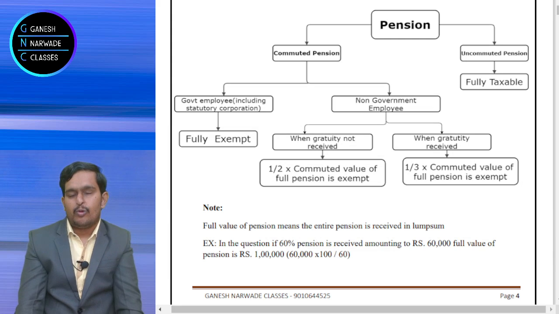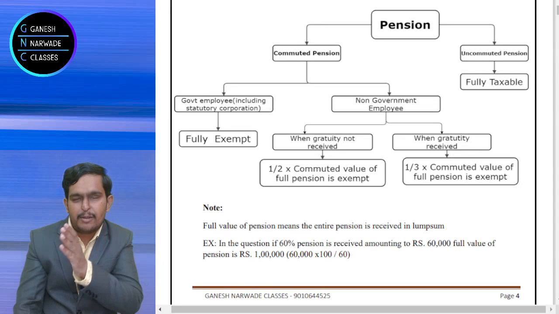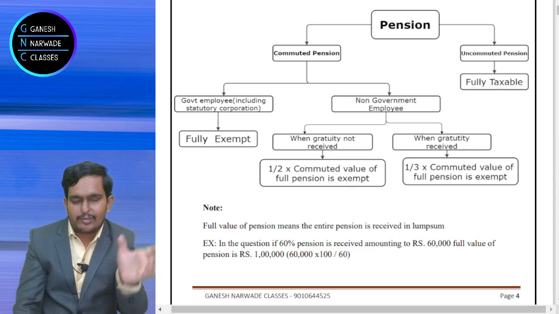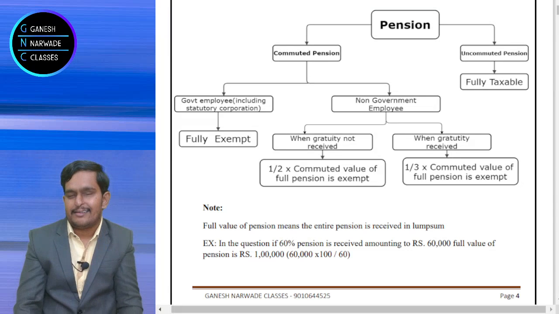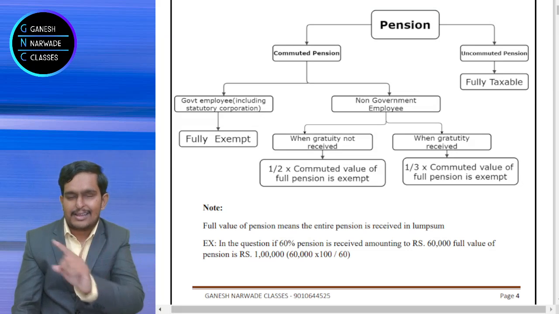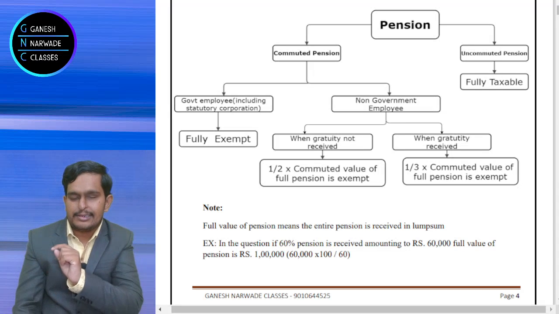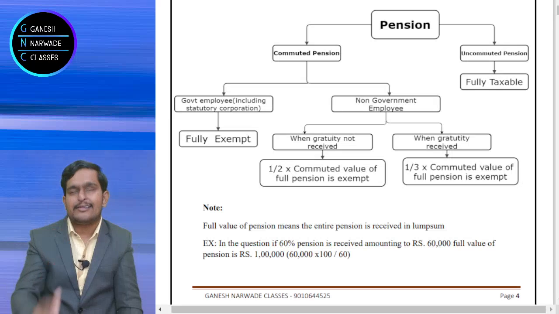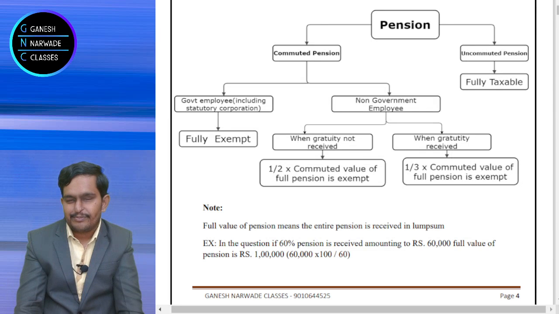So whatever is the full value of commuted pension, you calculate. You take the actual commuted pension received, that is 6 lakhs, less 1 by 3 of the full value of commuted pension. So 6 lakhs minus 3,33,333, you get taxable commuted pension. This way you should be able to calculate.